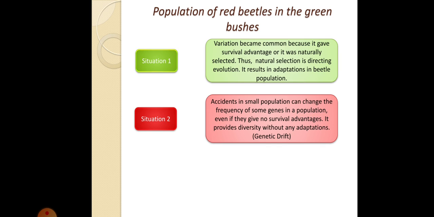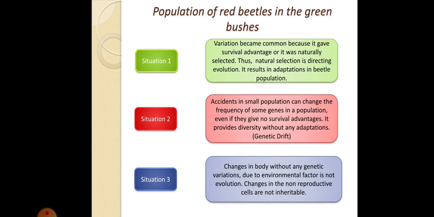It just increased the diversity, okay. This is the notion of genetic drift, clear. Next is situation 3. In situation 3, changes in the body without any genetic variation due to environmental factors is not evolution, okay. That means if there is any change in the body where the DNAs are not altered, or if there is no change in the DNA, then it will not lead to evolution.